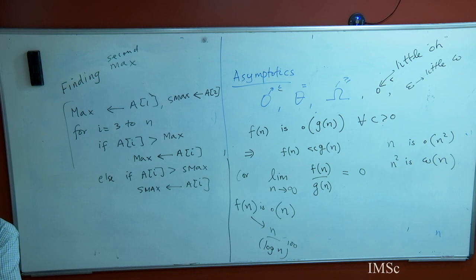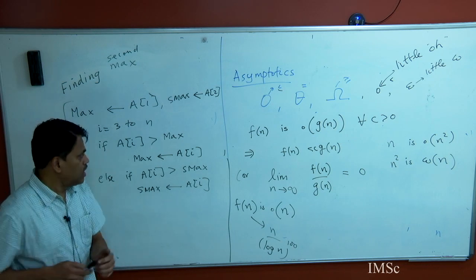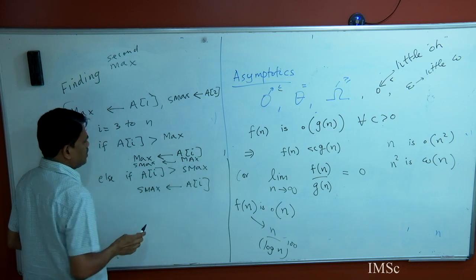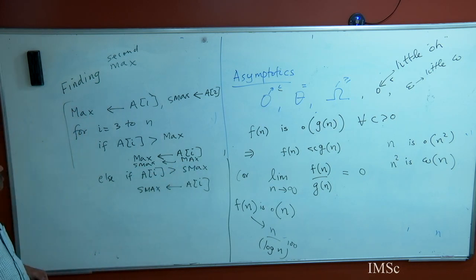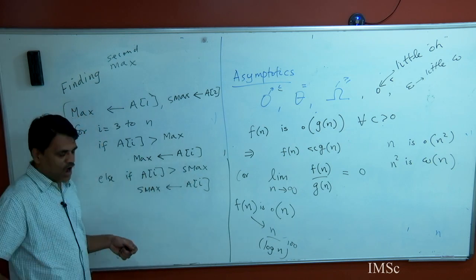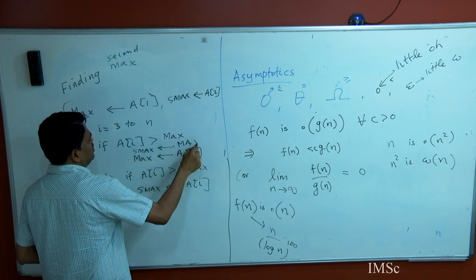Okay, so if ai is greater than max, then max would be ai and second max would be max, correct? So first you need to assign second max to be max, then max will be ai. Yes, sure. That's a very good point. Why does it matter? Or else the value of max will be changed.